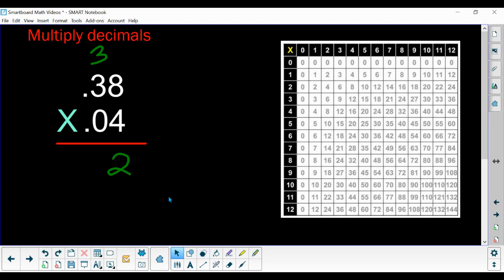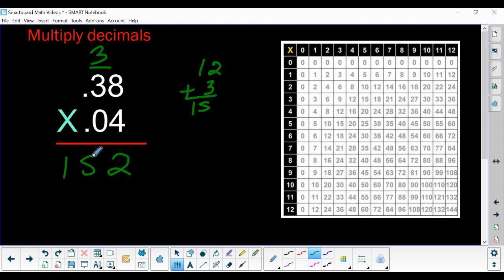Now you're going to multiply 3 times 4. That gives us 12. But now you're going to add this 3. Don't forget about that. So 3 times 4 is 12, plus this 3, that gives me 15. So I'm going to put 15 right here.